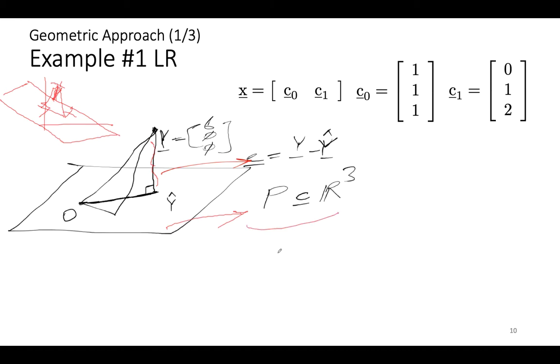Okay, so we talked about this span of a matrix, and we can define C0 and C1 as the first and second columns of your X, right? So this is your first, and that's your second, okay?